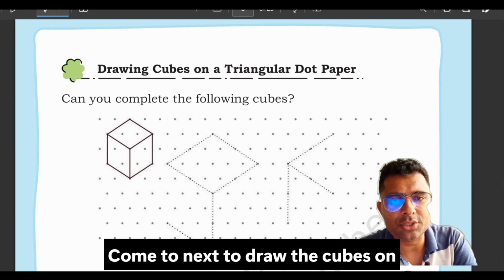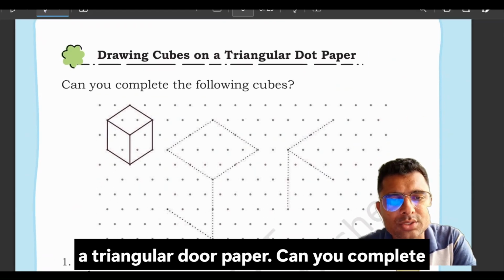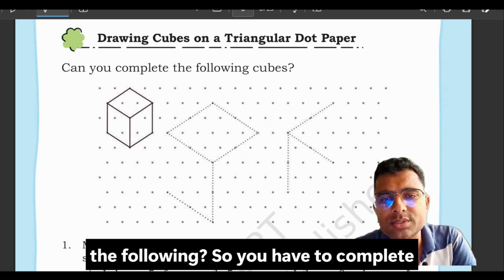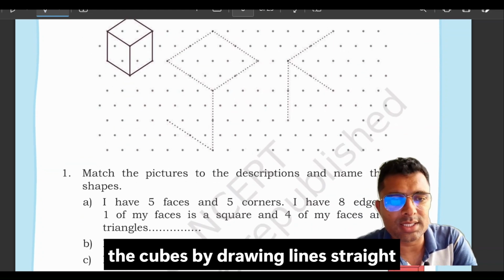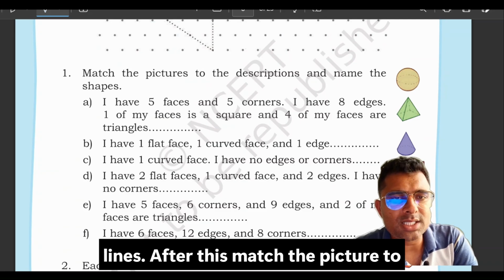Come to the next, draw the cubes on a triangular dot paper. Can you complete the following? So you have to complete the cubes by drawing straight lines. After this, match the picture to the description and name the shapes.